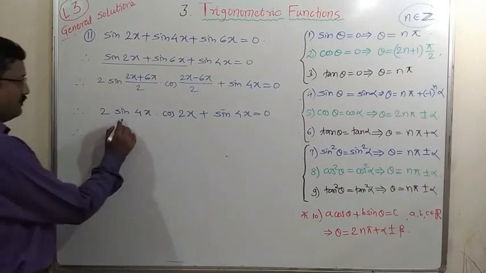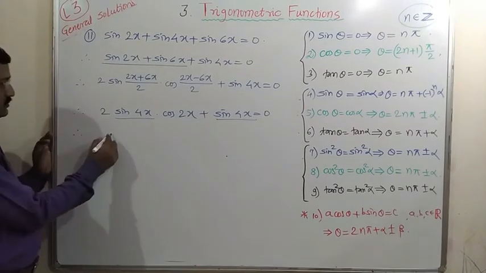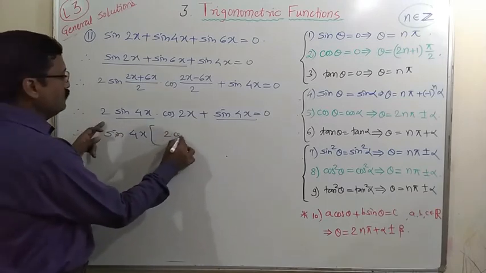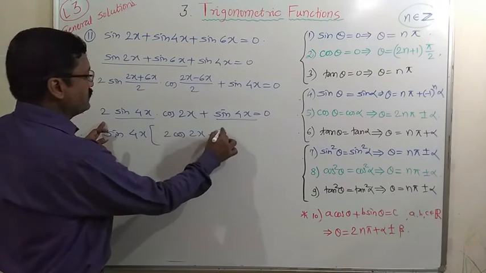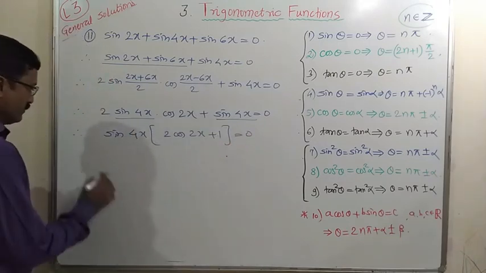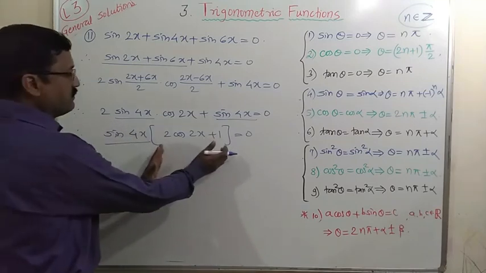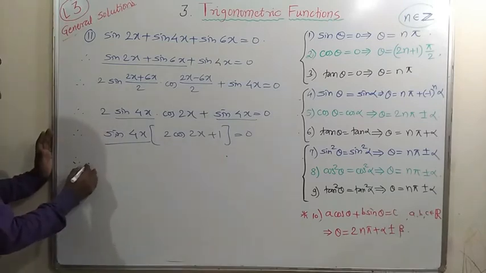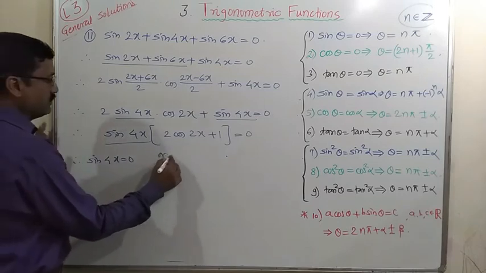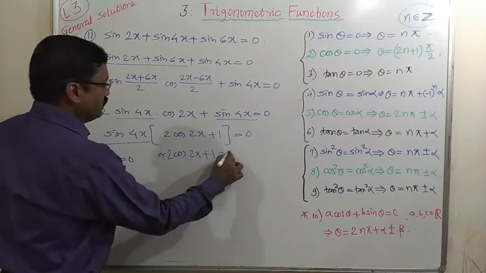Now take sin 4x common from these two terms, so that we get sin 4x into (2 cos 2x plus 1) equal to 0. This is 2 cos 2x, and from the second term remains 1. Now we have the multiplication of two factors, one and another. Each factor will be 0, so that we get sin 4x equal to 0, or 2 cos 2x plus 1 equal to 0.